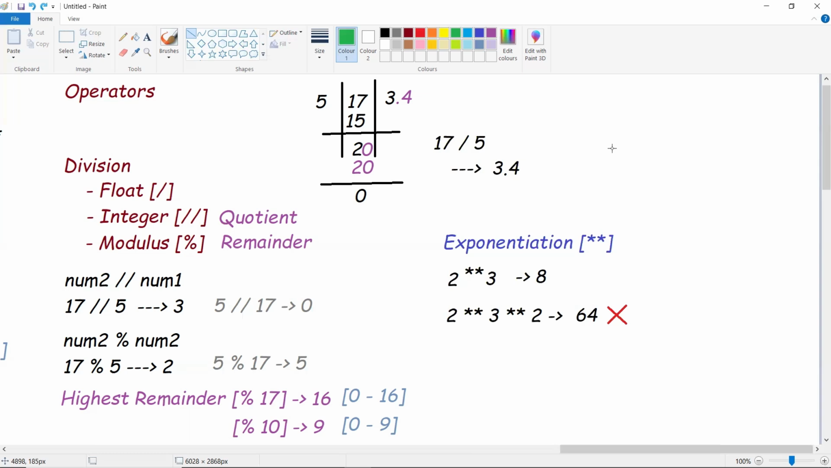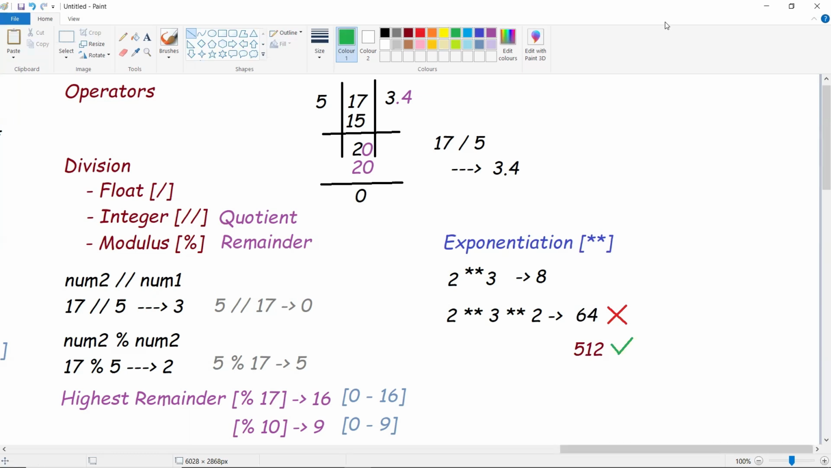But exponentiation won't work in this way. It works from right to left. So first 3 double star 2 would be evaluated. 3 double star 2 means 3 power 2, which is 9. Next, 2 power 9 would be evaluated, which is 512. So this would be correct. These are the arithmetic operators.